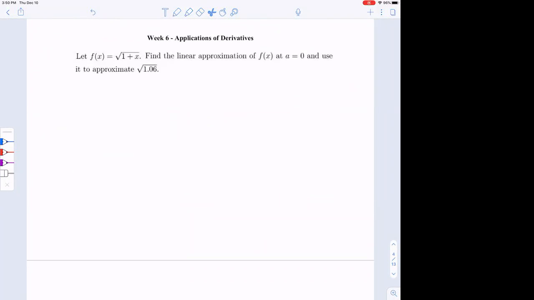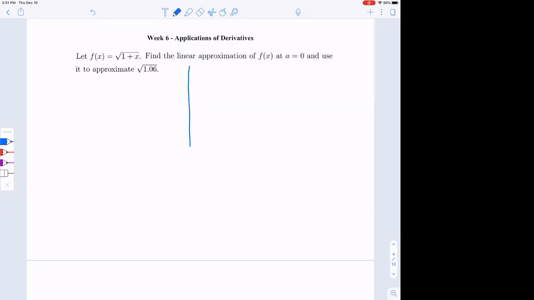All right, on to week 6 concepts. So in week 6, we did some applications of derivatives. And one of the things that we did was a method of linear approximation. So you may have to do this on a final exam. Let's remind ourselves how this works.